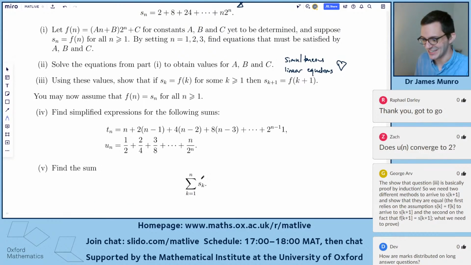Okay, the last part of the question is to add together the terms of Sk. Sorry. At this point, you know the formula for Sk, so this is not as bad as it looks.